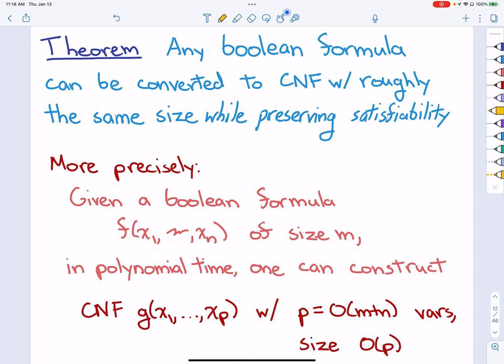However, the total number of variables will still be close to the total size of your input. So it'll increase, but by a somewhat limited amount. And the total size of the formula will still be pretty similar. We're going to be careful, and actually the formula is only going to increase by a constant factor in size, but this theorem would still be interesting if it blew up by a polynomial. It was a polynomial, not an exponential. That's the key point.